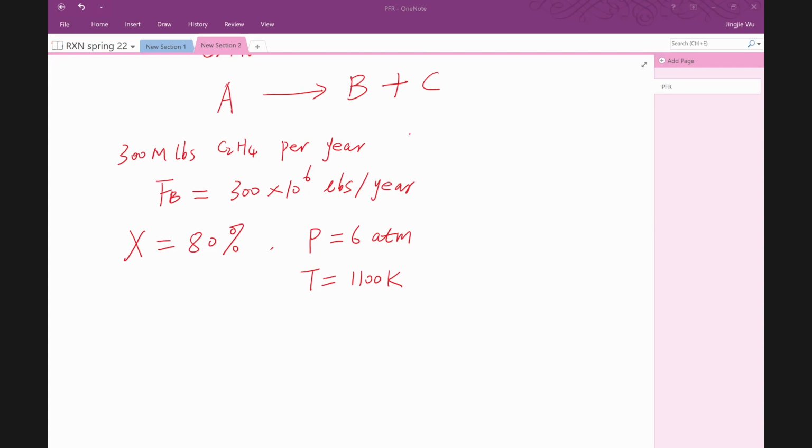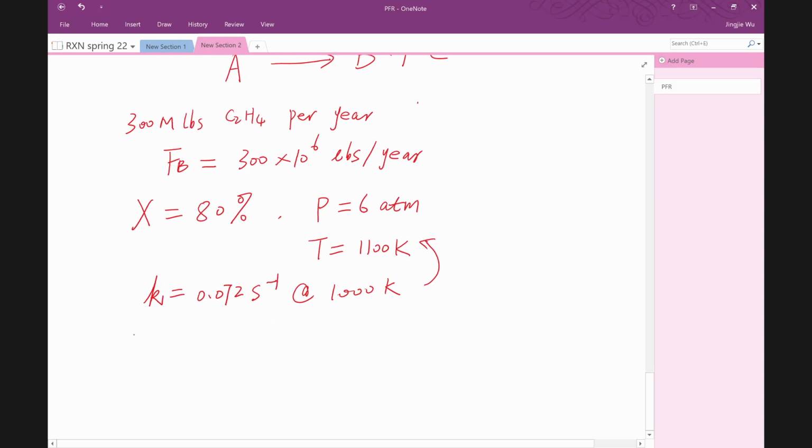We know that only at 1000 K. That means we need to calculate the K at a new temperature. Then we need to know the activation energy. So it tells you the activation energy, right? When you calculate it, you need to pay attention to the units. Some are metric units and some are English units. So you pay attention to it. Make sure they are consistent. Okay, so that's all we know.